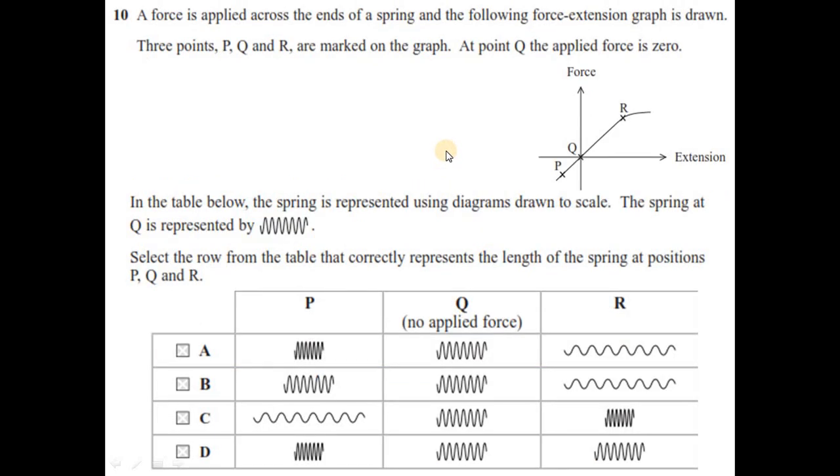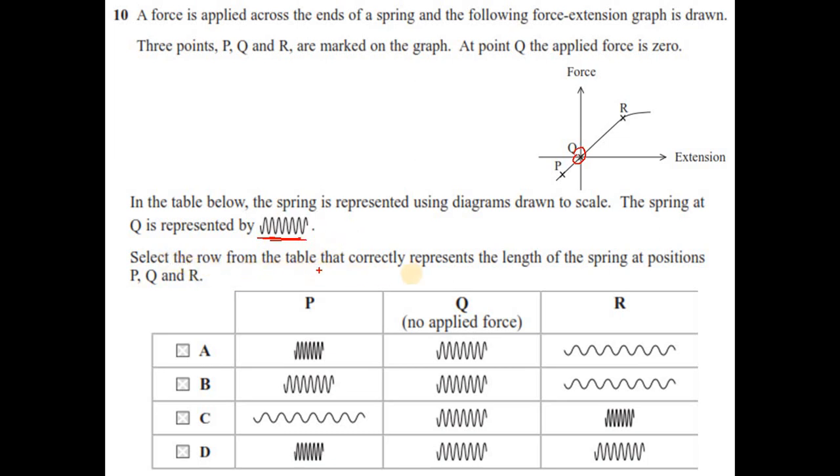A force is applied across the ends of a spring, and the following force extension graph is drawn. The 3 points P, Q, R are marked on the graph. At point Q, the applied force is 0. In the table below, the spring is represented using diagrams drawn to scale. The spring at Q is represented by this shape. If you see Q, the extension is 0, so that means applied force is 0. So this is the original shape at Q.